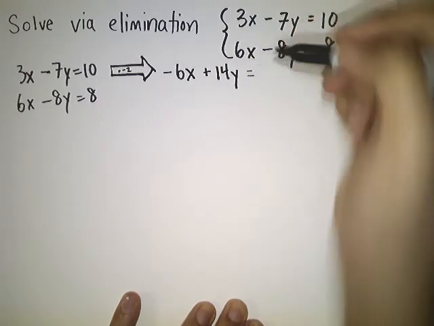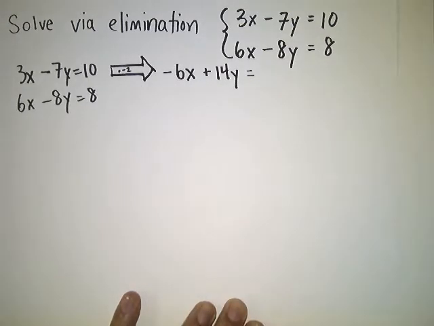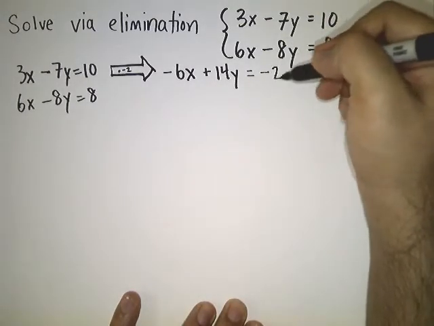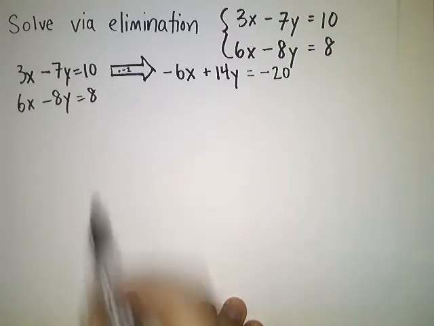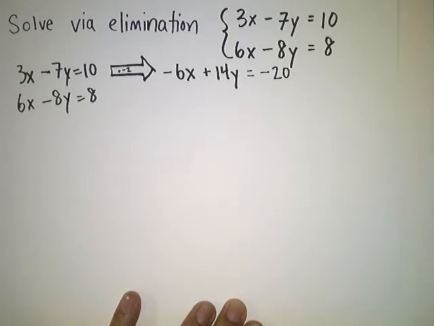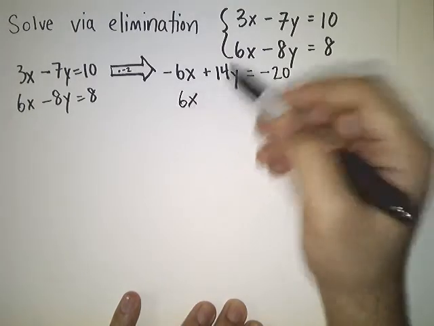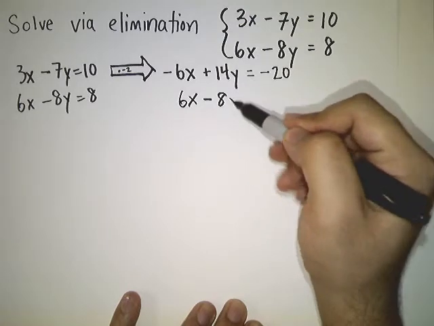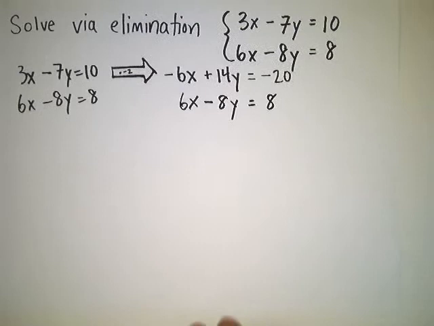Draw my equal sign. Negative 2 times 10 will be negative 20. My second equation, I'm just going to leave the way it is: 6x minus 8y equals 8. Same as we got it.